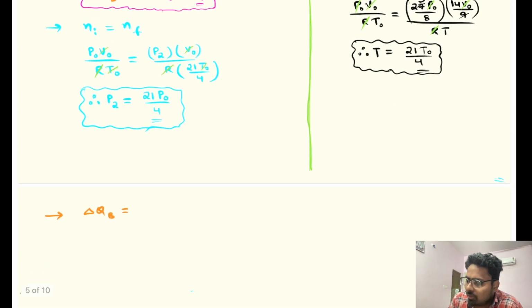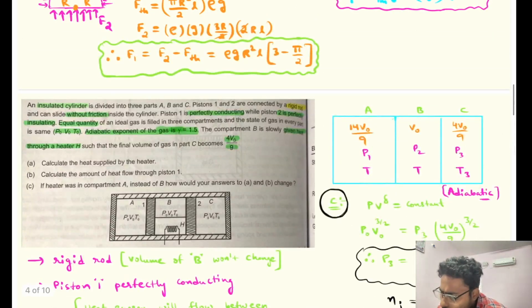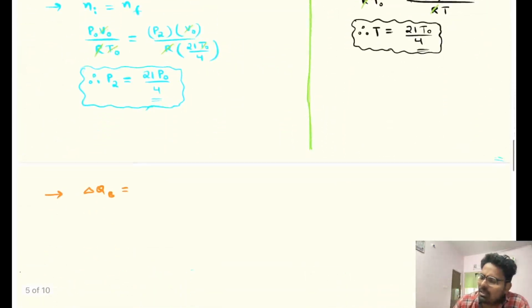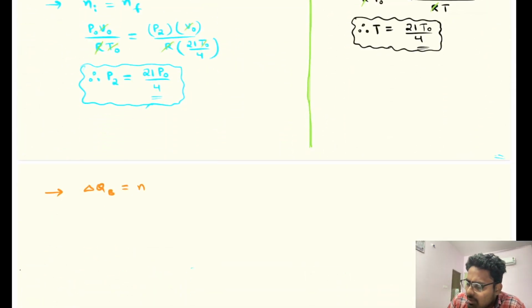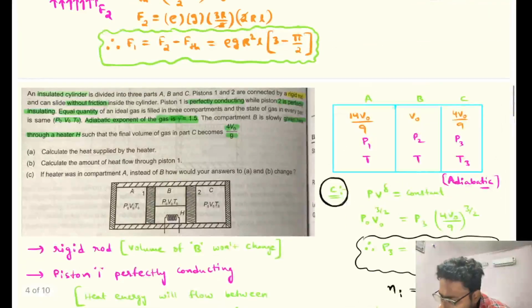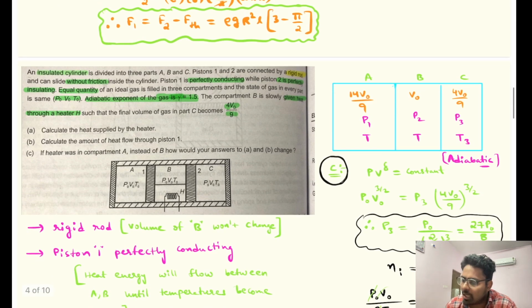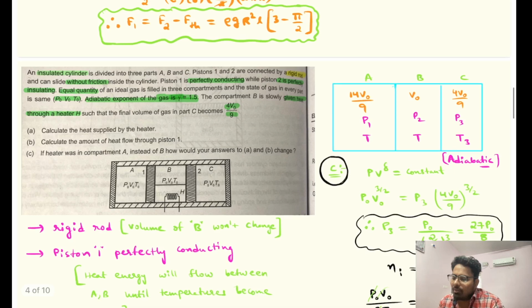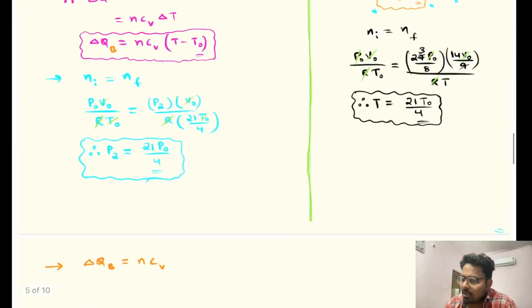Did they give the number of moles? They mention an equal quantity of ideal gas, but they haven't given the number of moles. I am keeping it as n itself. Are they mentioning what type of ideal gas? Simply they're telling ideal gas, not monoatomic or diatomic. But from gamma, you can find it. Anyway, just keep it aside.